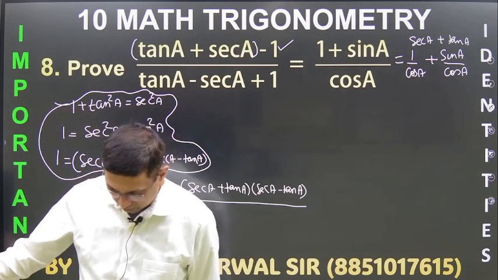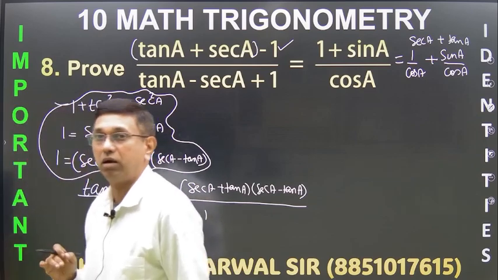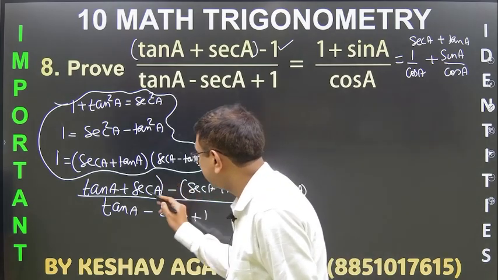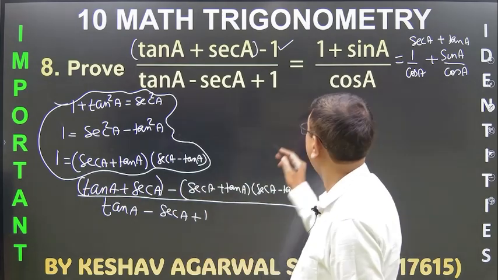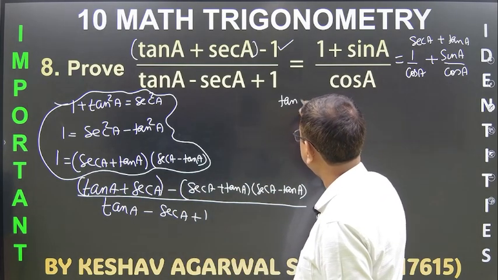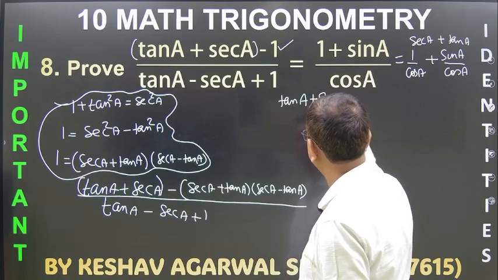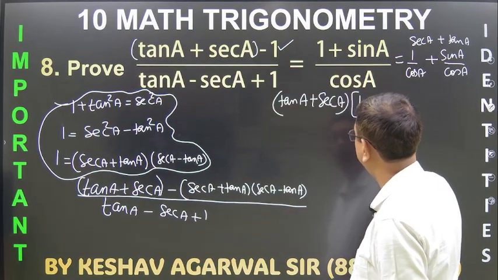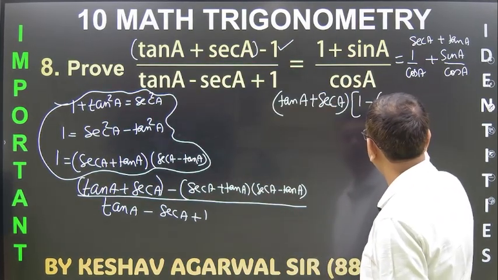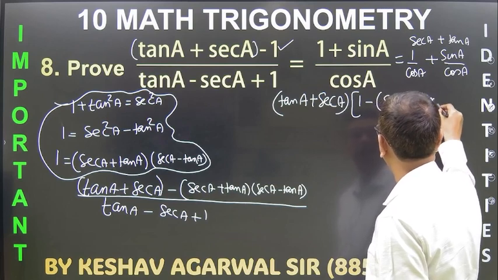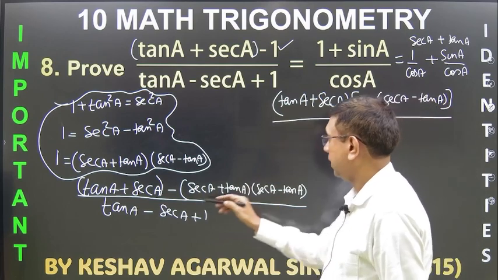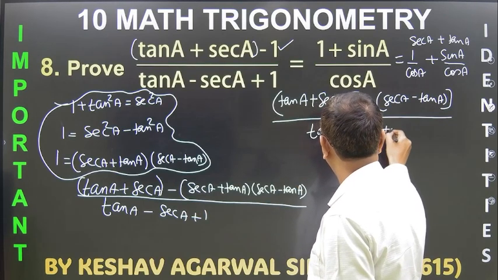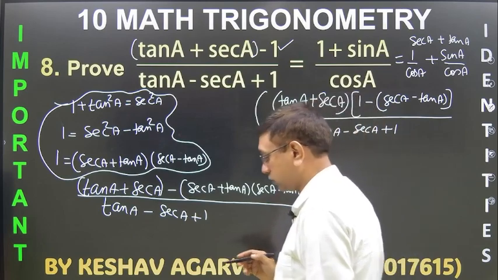I hope you are clear about it. This step is the main turning point of this question. Now you can see this and this: the factor is common. Take tan A plus sec A common, so this goes out. What will remain here? Obviously 1 will remain here. What will remain here? Sec A minus tan A. And then what is going to be here? Tan A minus sec A plus 1.